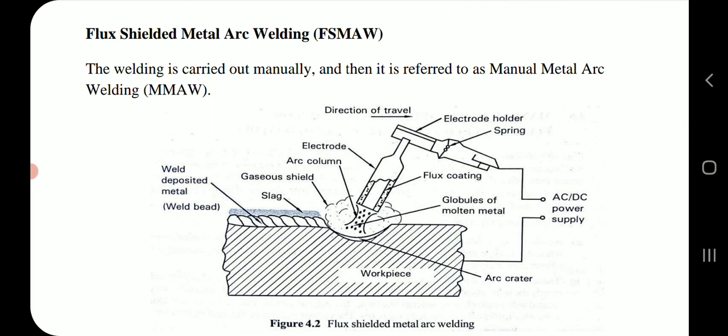Flux shielded metal arc welding. The welding is carried out manually, and then it is referred to as manual metal arc welding. Weld bed, bead, weld deposited metal, slag, gaseous shield, arc column, electrode, direction of travel, electrode holder, spring, flux coating, globules of molten metal, arc crater, workpiece, AC or DC power supply.